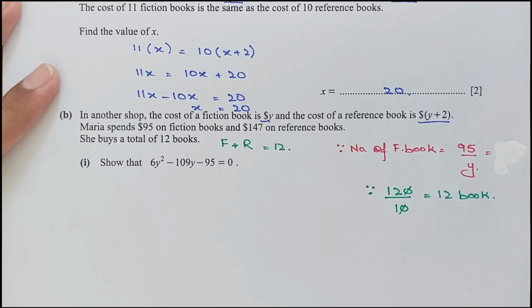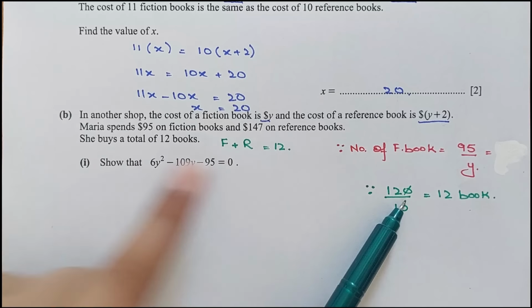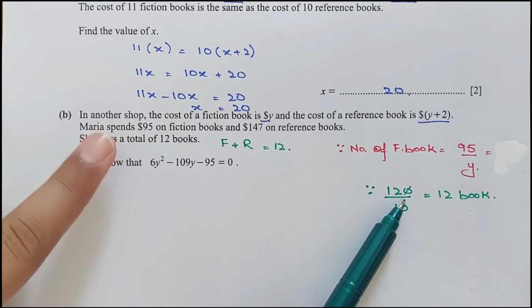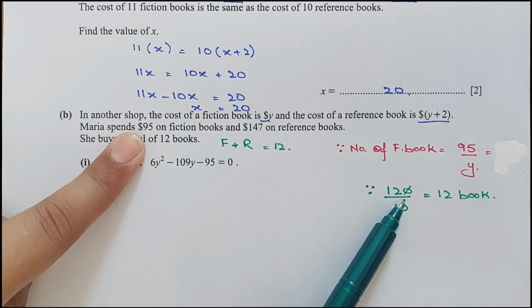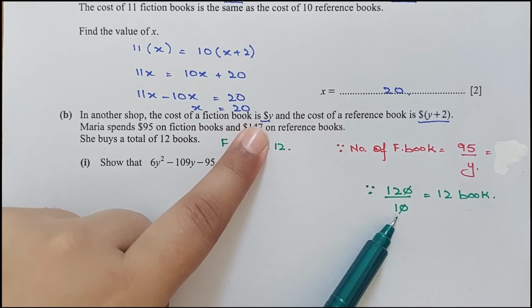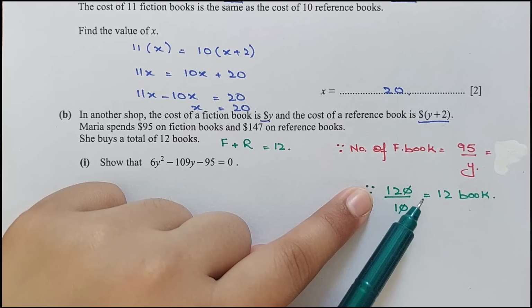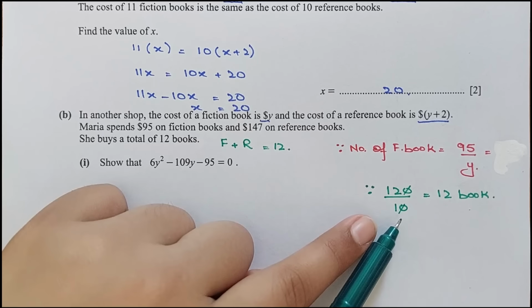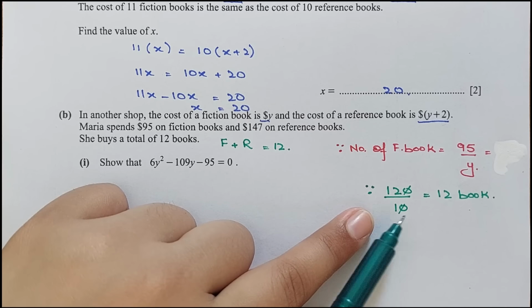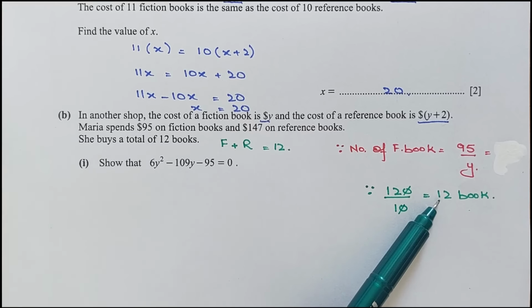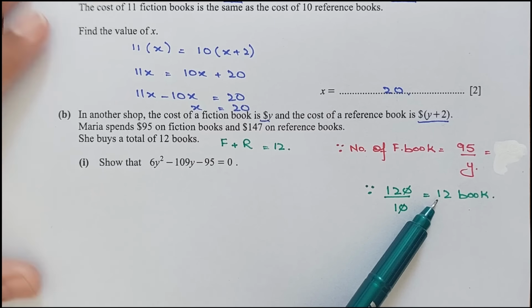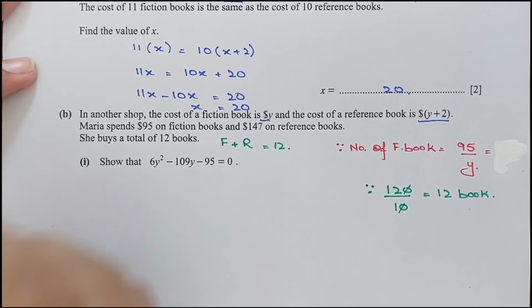So this is the logic that I would like to explain to you guys. She spent $95 on the fiction books, but we don't know how many fiction books she bought, and we are given that the price of each fiction book is Y, right? So if you spend $120 on books and the price of each book is $10, you can easily tell me how many books you got, that is 12. All right, I hope this is clear now.